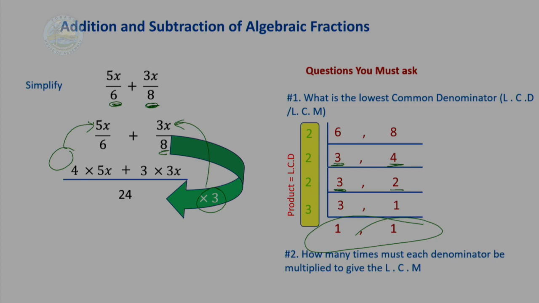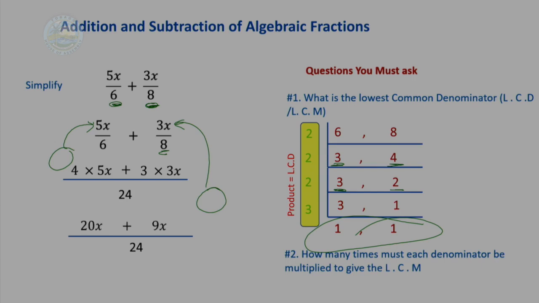In a previous video, we looked at the steps that we needed to follow in order to do multiplication of algebraic terms. So we want to apply those steps here now. So it's 4 times 5x, and it's 3 times 3x. What do we get here? 4 times 5x is 20x, and 3 times 3x is 9x.